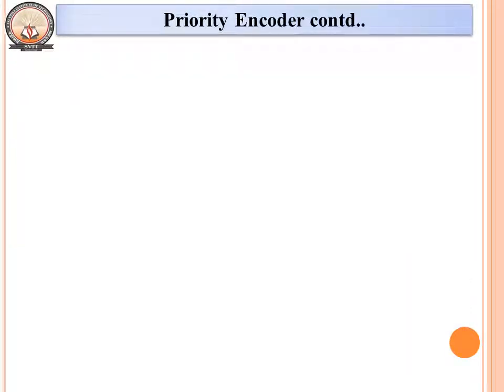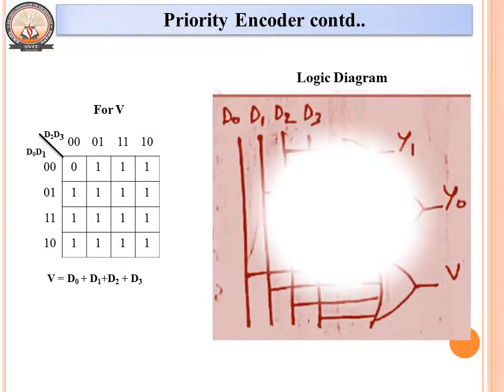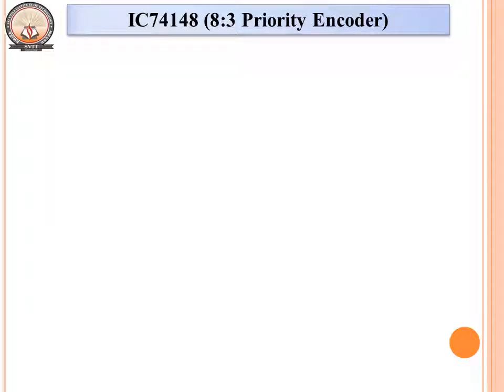We'll write the K-map for V. In the case of V, you can see everywhere my output is 1 except when all the inputs are 0. When you simplify this, we'll get 4 octets, and the expression is something like this. After getting all these values, we have to write the logic diagram. The logic diagram can be easily written with the help of those logical expressions. We have 3 logical expressions, and out of that the logic diagram can be easily written. With this we complete one more small topic.